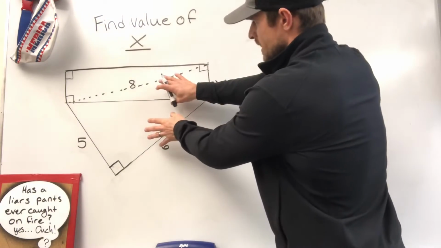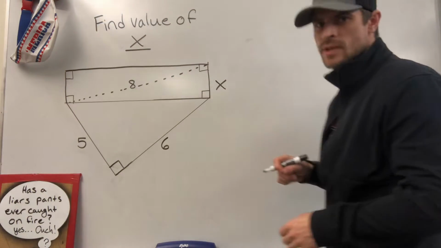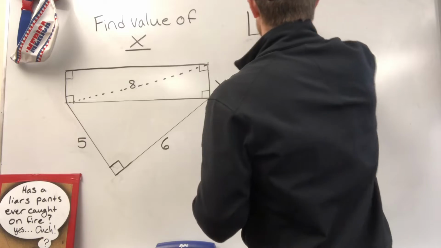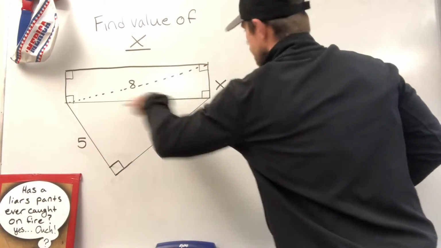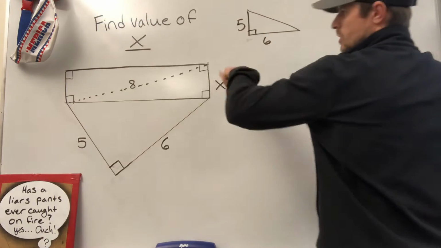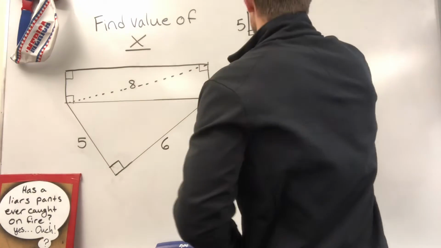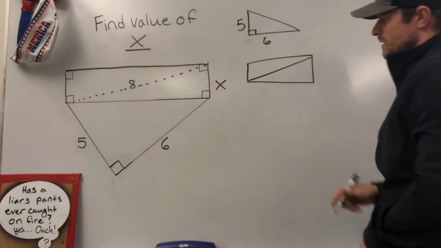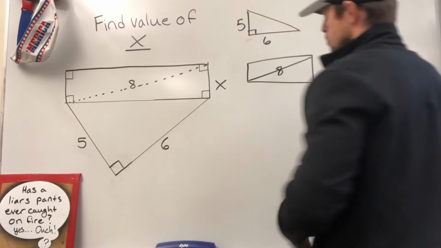I would split that image into two different shapes so that we're working with a lot easier pictures. So I'm going to draw a right triangle because I see a right triangle down here. I'm going to label it 5 and 6. And then I'm going to draw the rectangle that I see up on top and label what they provided me with there. The only information they gave me there is the length of the diagonal, which is 8 units.